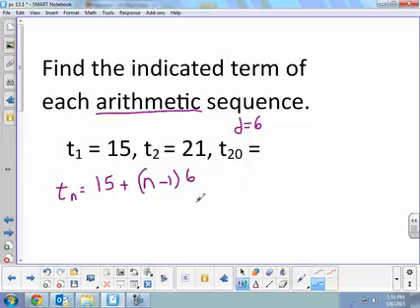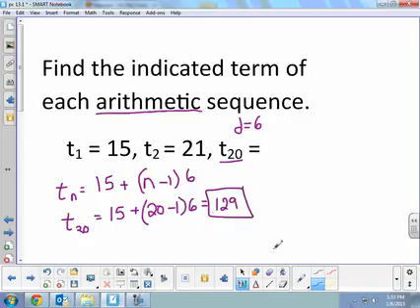I'm not going to simplify this any further because they don't ask for the equation, they just want to know what t sub 20 is. That'll be 20 minus 1 times 6. So then it becomes just calculator work. 20 minus 1 times 6 is 129. And that's it.